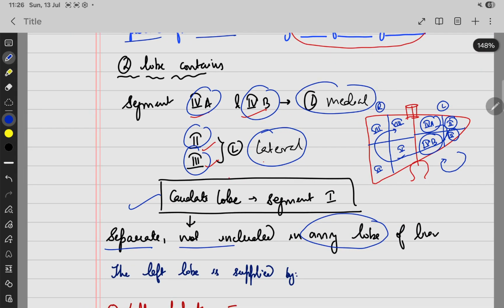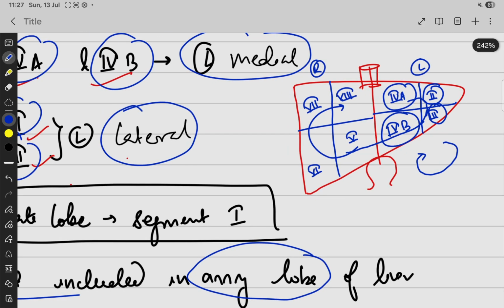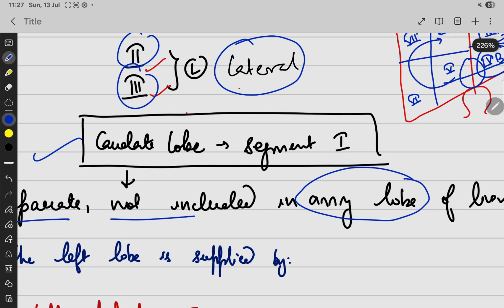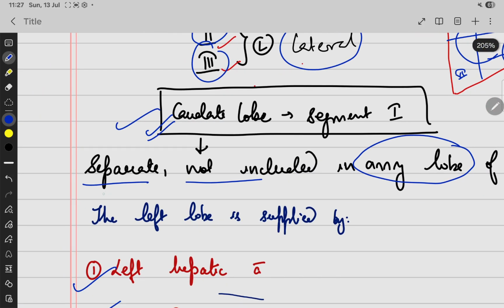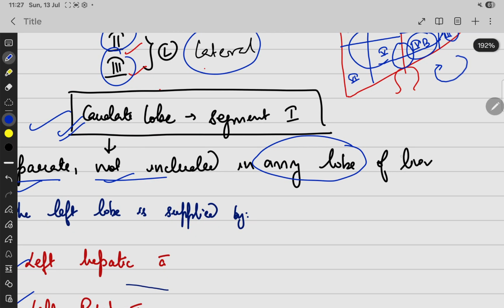Now suppose your question is, then where is segment 1? Segment 1 isn't visible at all. Actually, segment 1 is at the back, and that is known as the caudate lobe. So the caudate lobe is separate and not included in any lobe of the liver.